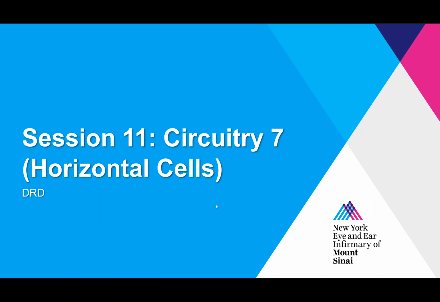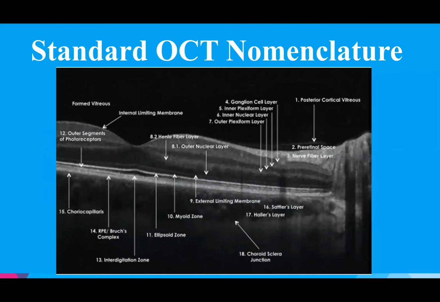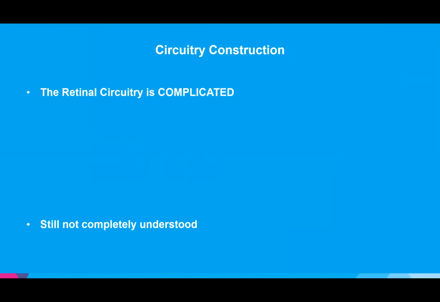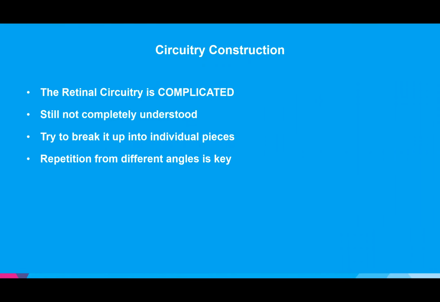So let me just see if I can do this. Okay, so again, the whole purpose of this is to do standard OCT. You're going to be able to name the layers and really not be nervous about it. Hopefully you're not too nervous about it. You can always figure it out. And then we go through this again and I say, okay, it's complicated, it's not understood, break it up into individual pieces, repeat from different angles the way we always do. But now we're focused specifically on horizontal cells.